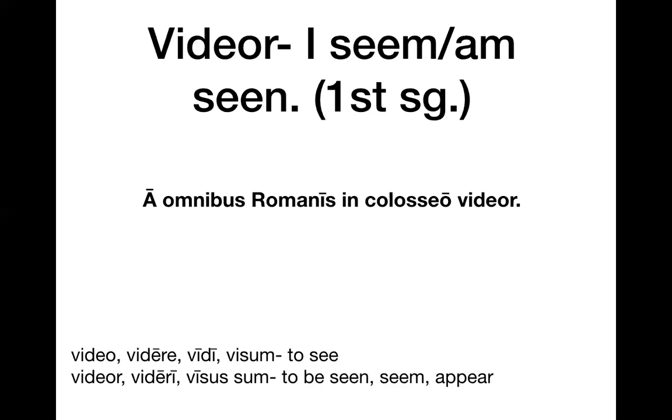All right, so let's go. I think this one is, let's translate this as I am seen in the sentence, but I am seen what? Omnibus Romanis in Colosseo. What is that going to be, Parker? I am seen by all the Romans in the Colosseum.